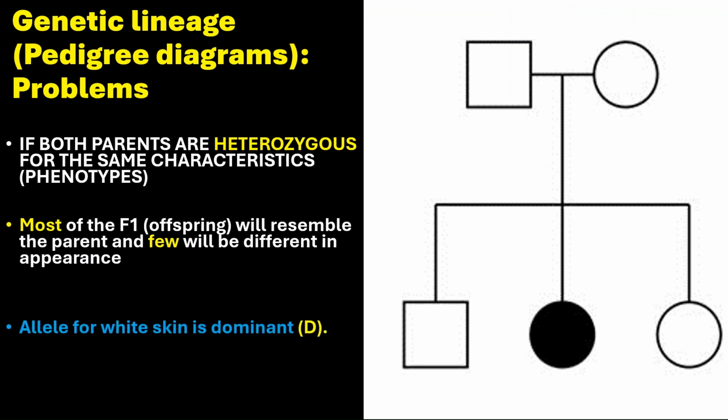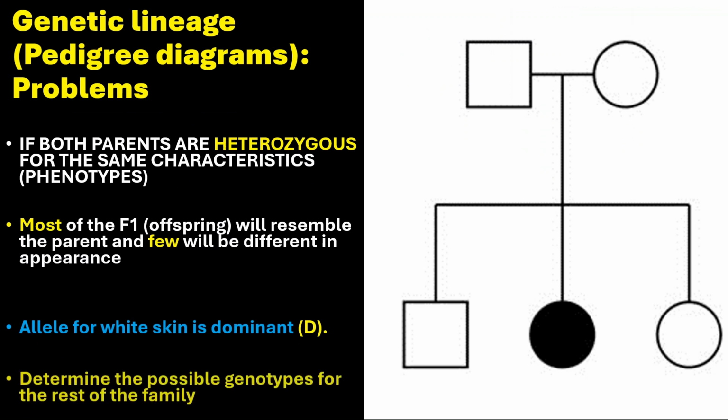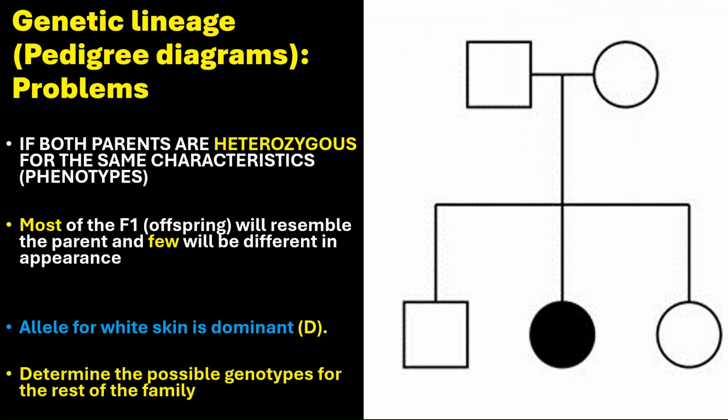So if white skin is controlled by a dominant allele, definitely black skin will be recessive. Sometimes you need to know this on your own. If you look at this family, only one person is black, the rest are all white. That makes the black one a recessive trait and the white dominant. Dominant means they control the phenotype of the family.